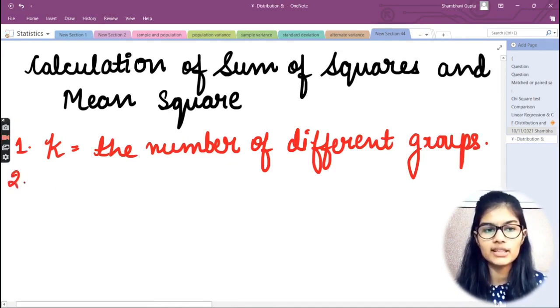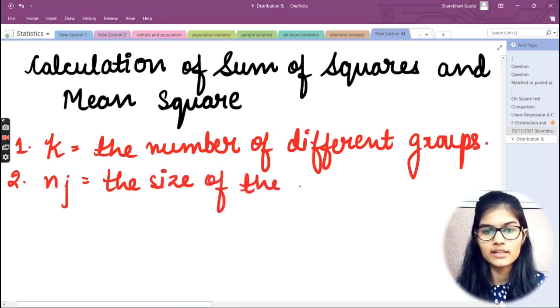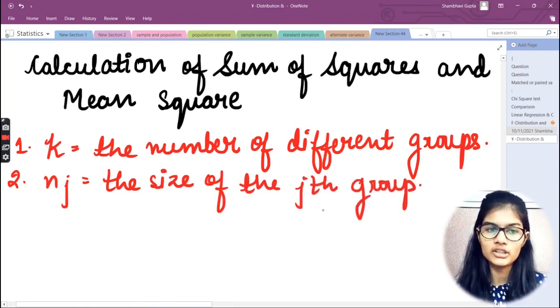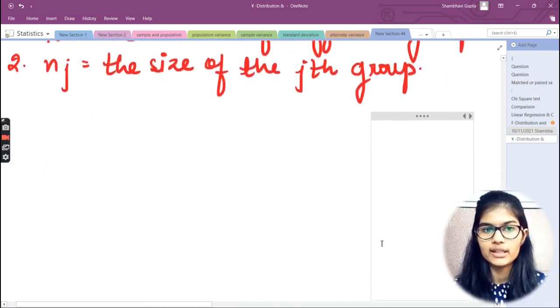right? Now moving towards the next point, we have n of j here. Okay, what is that? That is the size of the jth group. So whenever you see a notation written like n with j as the subscript, you could understand that, okay, this is the size of the jth group, right?